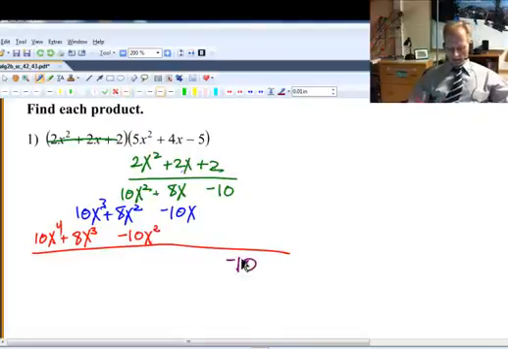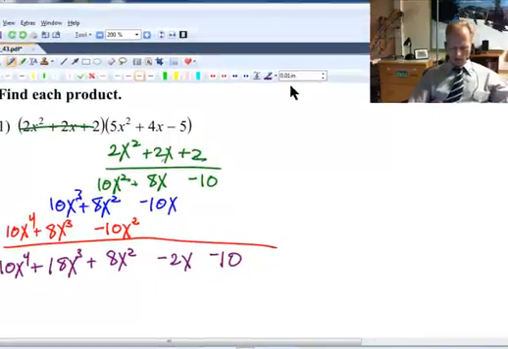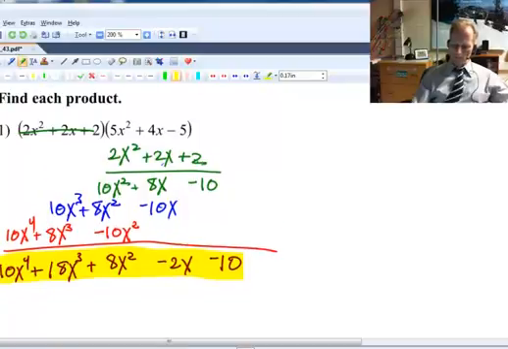So I get negative 10, here I get negative 2x, here I get 8x squared, here I get 18x cubed, and lastly I get 10x to the 4th. And I am all finished. Now you notice that when I was doing the multiplication, I was careful about writing like terms underneath each other in columns, so that made combining them at the end very easy.